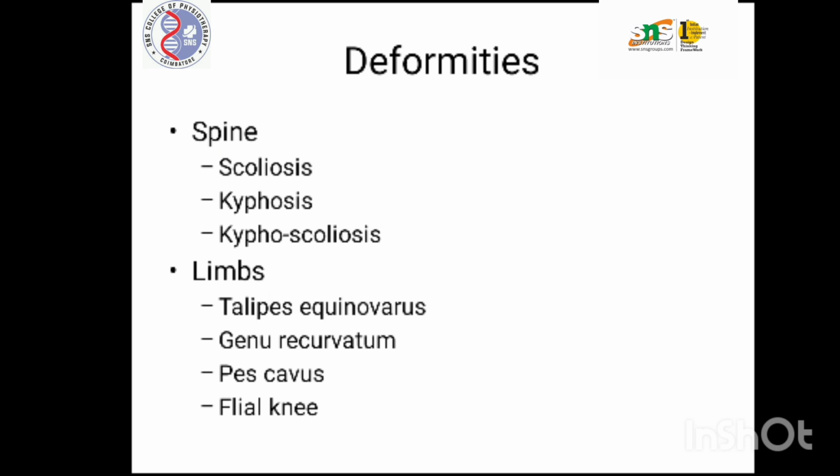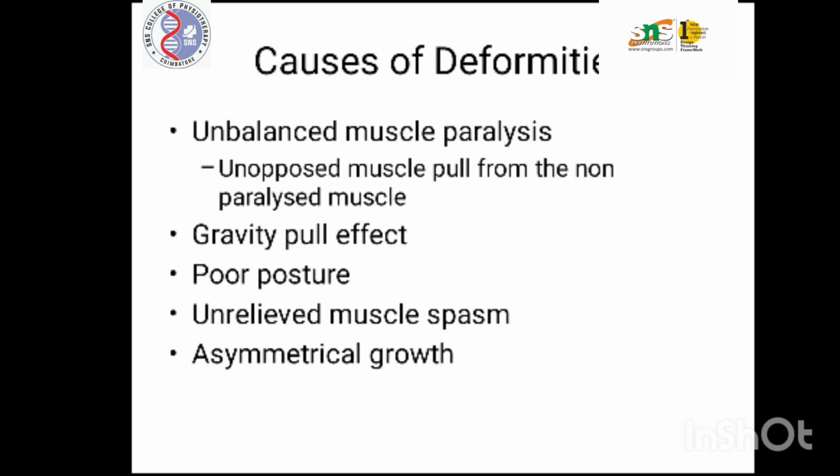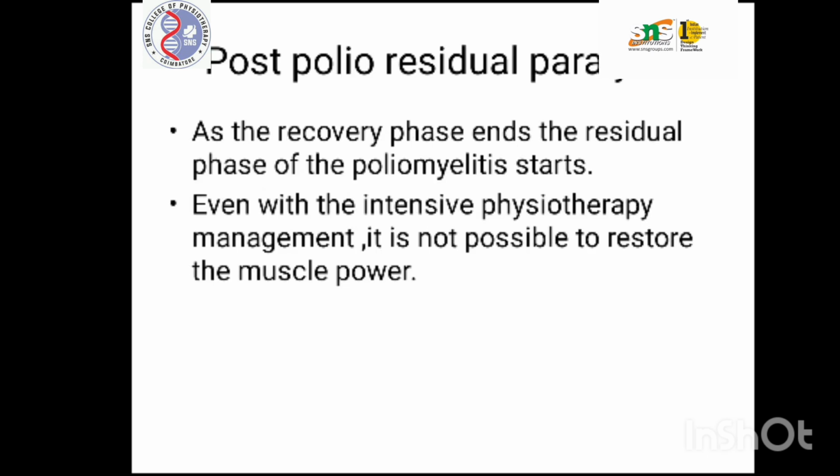Deformities of the spine are scoliosis, kyphosis, and kyphoscoliosis. In the limbs: talipes equinovarus, genu recurvatum, pes cavus, flail knee. Causes of the deformities: unbalanced muscle paralysis, unopposed pull from non-paralyzed muscles, gravity effect, poor posture, unrelieved muscle spasm, and asymmetrical growth. Post-polio residual paralysis.